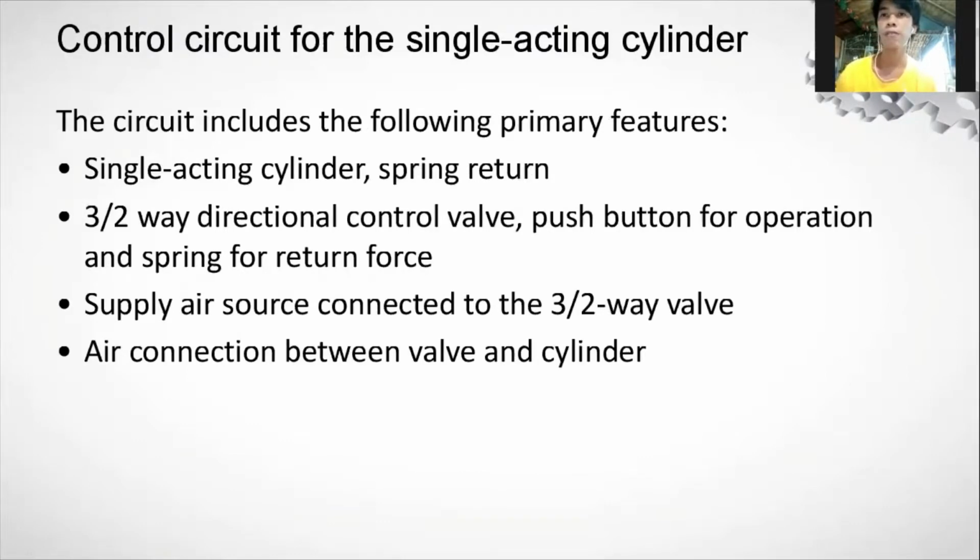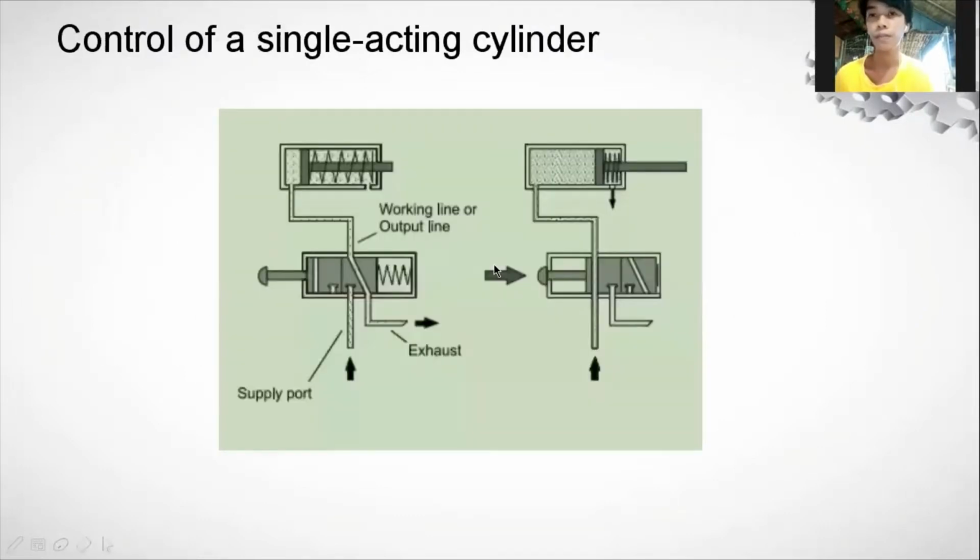Control circuit for the single acting cylinder. The circuit includes the following primary features: a single acting cylinder with spring return, a 3/2-way directional control valve, a push button for operation, and a spring for return force. The supply air source is connected to the 3/2-way valve, with an air connection between the valve and the cylinder. This is the diagram that shows the control for a single acting cylinder.